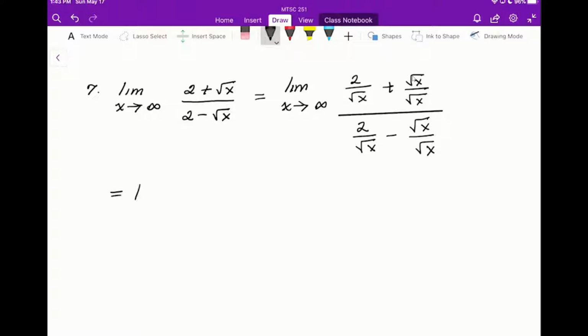So this is the limit as x approaches infinity of 2 over the square root of x plus 1, divided by 2 over the square root of x minus 1. This term having x in the denominator will go to 0, as will this term. So we get 1 over negative 1. So this answer is negative 1.